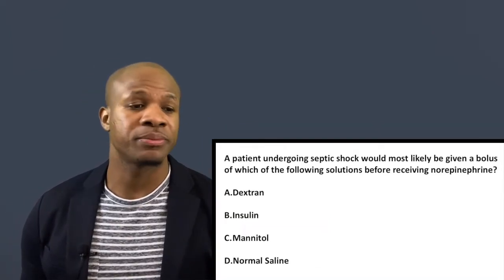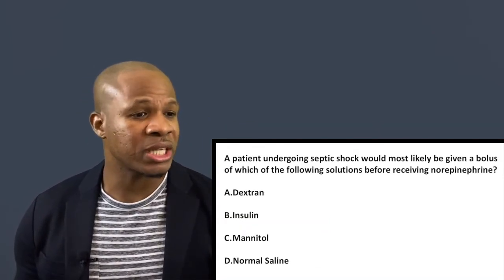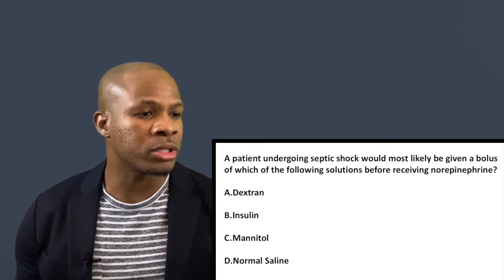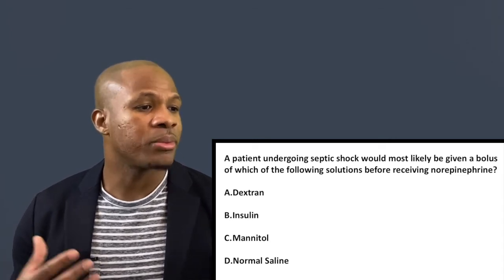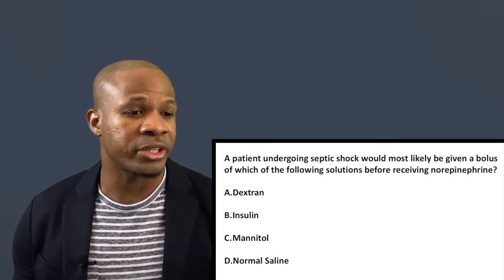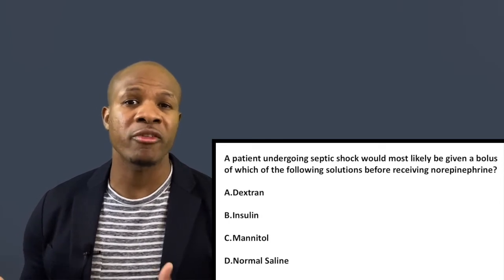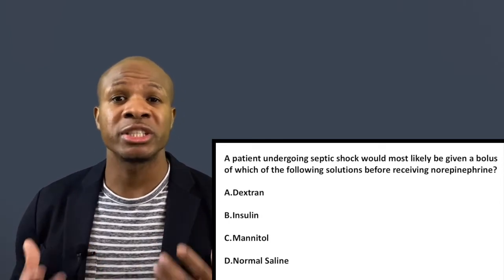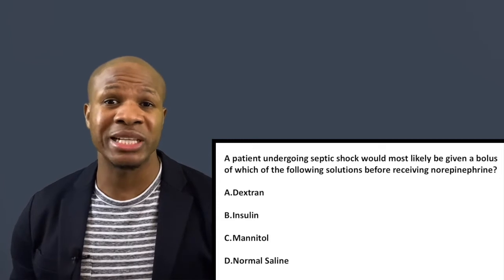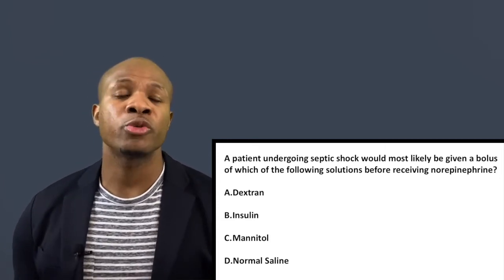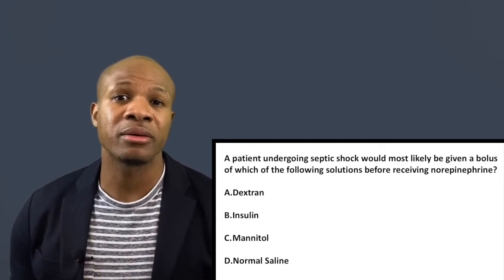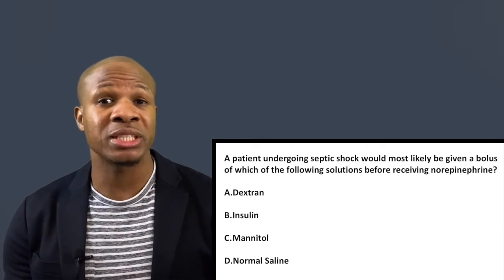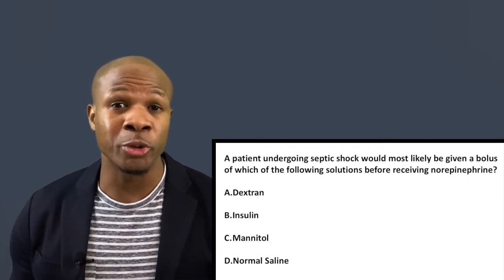Question number 2 says, a patient undergoing septic shock would most likely be given a bolus of which of the following solutions before receiving norepinephrine? Another straightforward question where we have a patient undergoing septic shock. So this basically means that the patient's blood pressure has dropped significantly. So what do we do to help get a patient out of shock? This question says that we're going to be giving the patient norepinephrine. And what will that do?